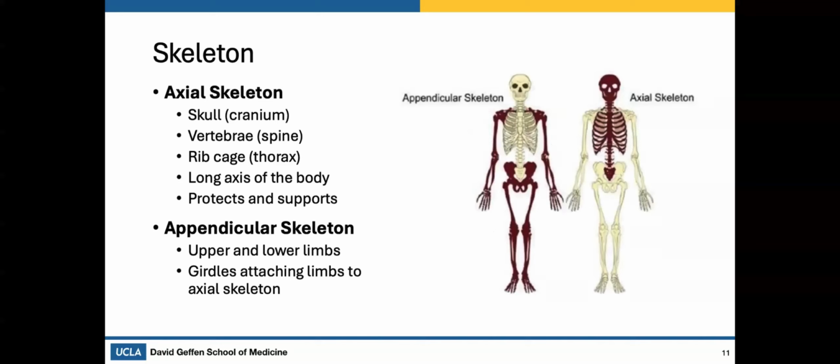The skeleton is divided into two distinct sections, the axial skeleton and the appendicular skeleton. The main difference between the two is that the axial skeleton is made up of bones in the center of the body: the skull, vertebrae, rib cage, the long axis of the body, right? And it's designed to protect and support the body.